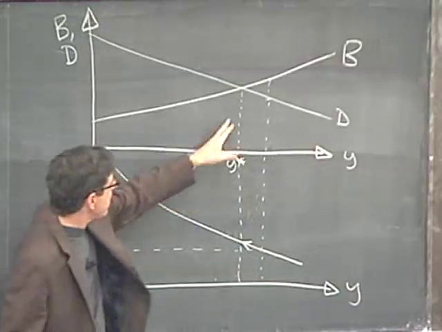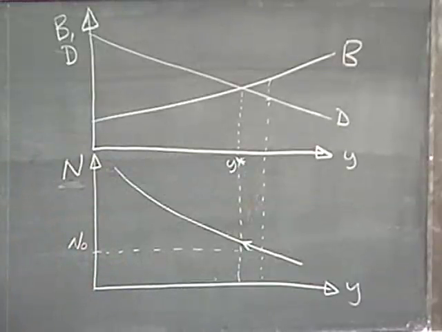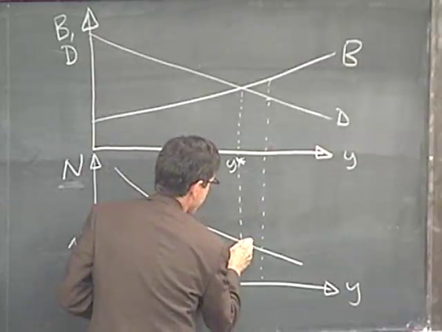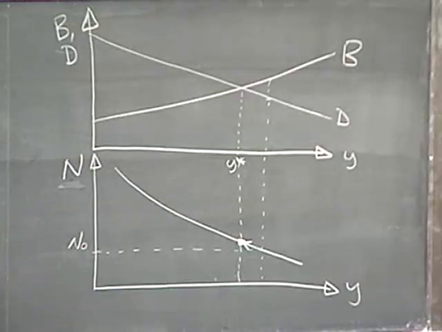And once we get to that income level Y star, population will stabilize. Now we'll be in an equilibrium. We're in a situation where births equal deaths at this income Y star. And similarly down here, population stabilizes. It stops moving along this curve.